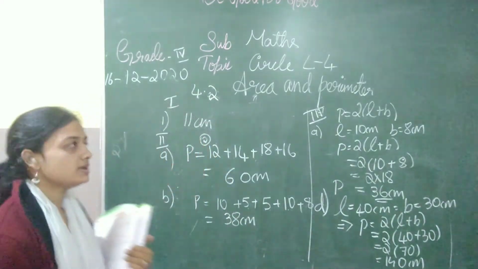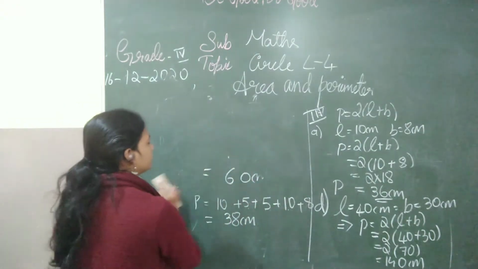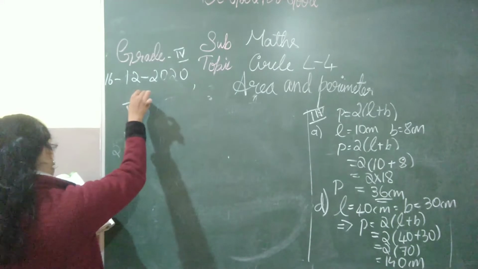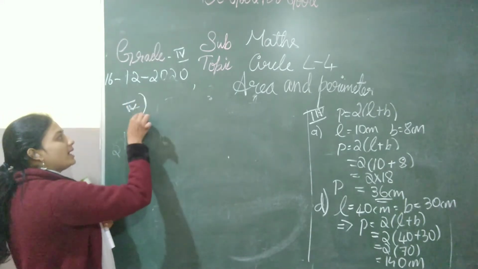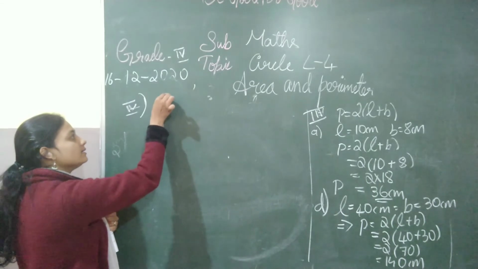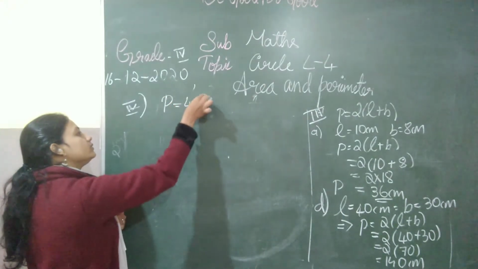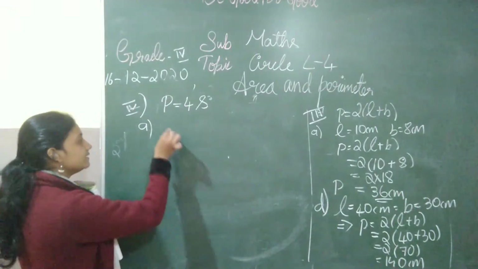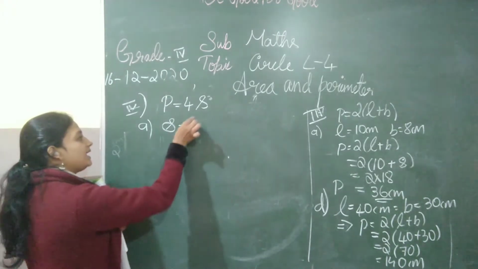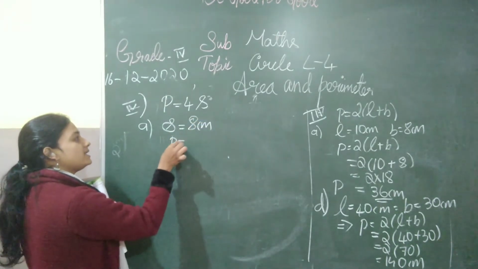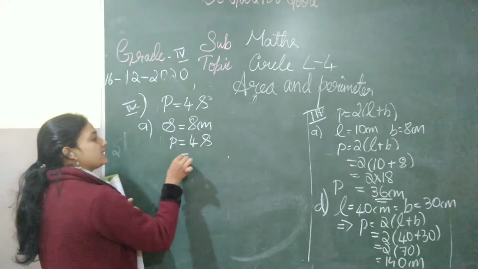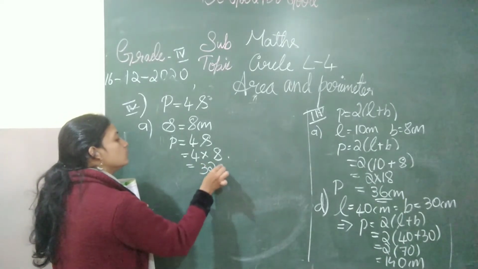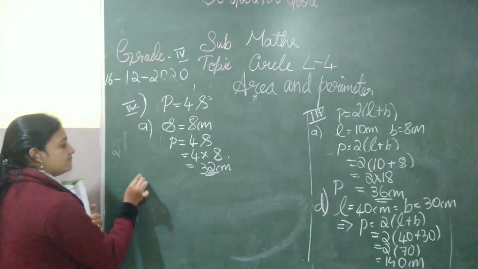Now let's go for the fourth sum. In the fourth sum, you have to find the perimeter of a square. So what is the formula for the perimeter of a square? It is 4 into side. They have given you the sides. Let's try for the first one. What is the side? Side is equal to 8 centimeters. So what will be my perimeter? 4 into side. That is nothing but 4 into 8. What is 4 8s? 32. So the answer is 32 centimeters.